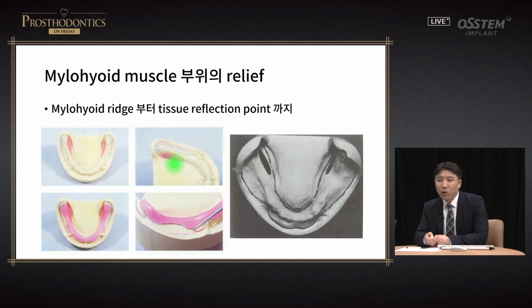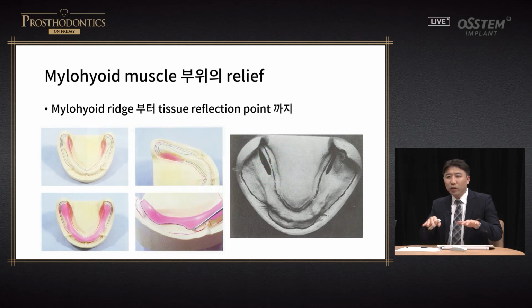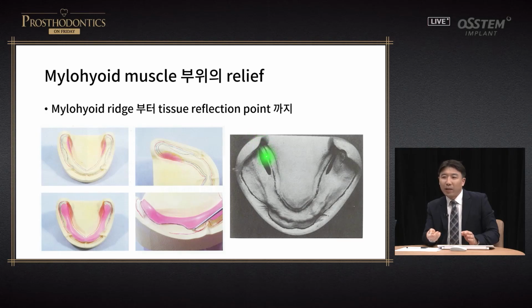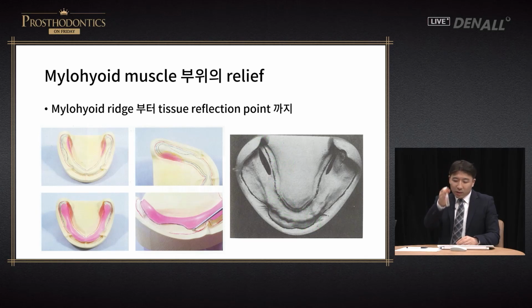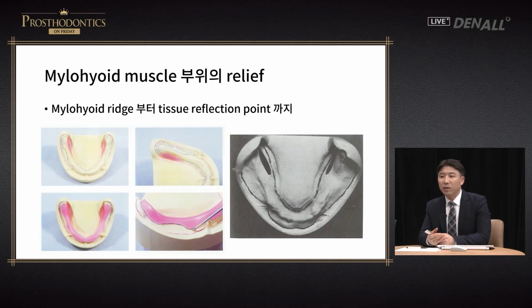This is the mylohyoid muscle. You can provide the space intentionally. Relief is provided intentionally here. The muscle can go up more in preliminary impression taking. If you feel like you haven't provided sufficient space for the muscle, intentionally you can give more space to make a custom tray. A tray should reflect the S curve. If you make a tray with a straight line, in the end result it is difficult to make the S curve.